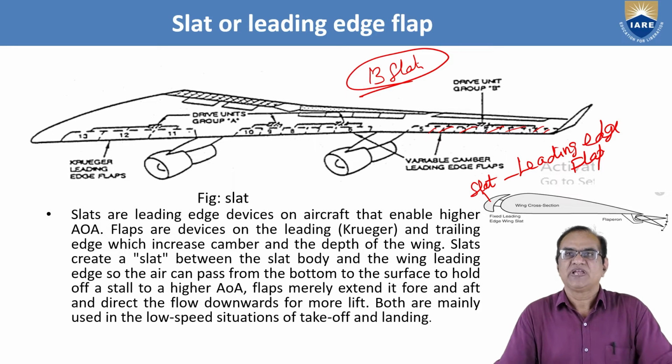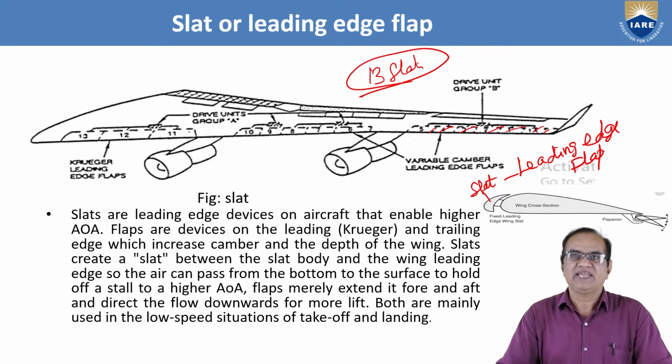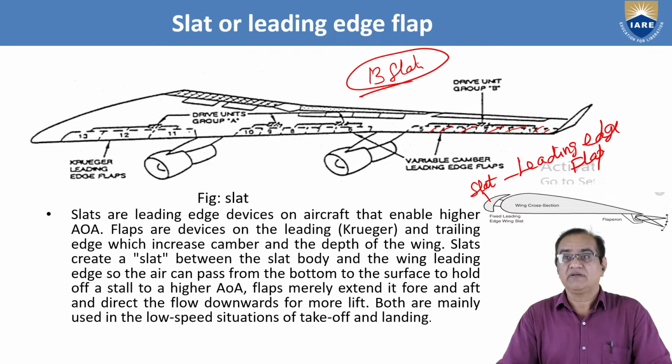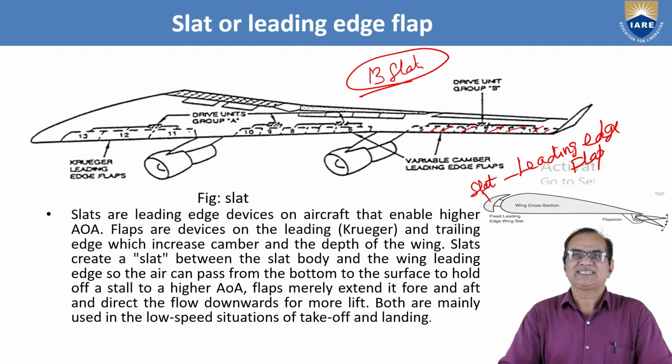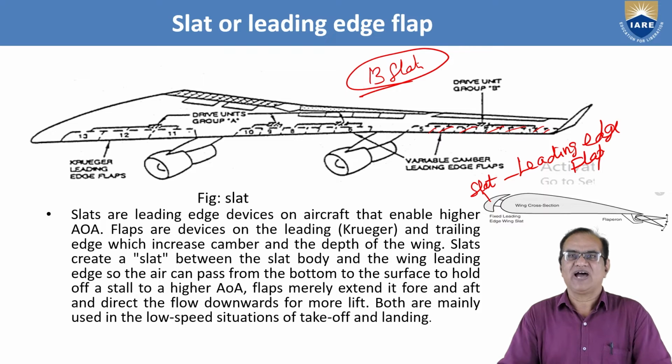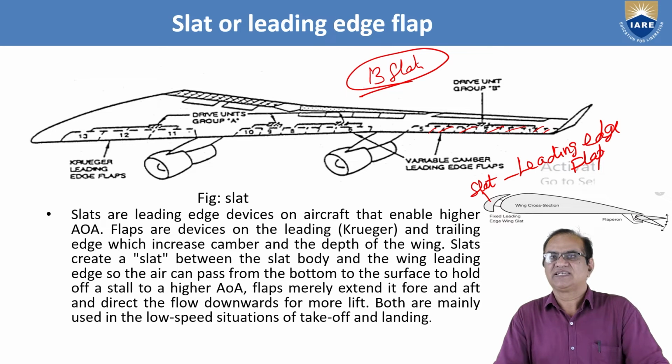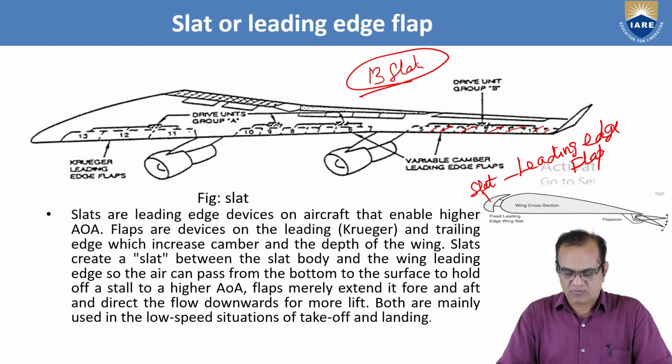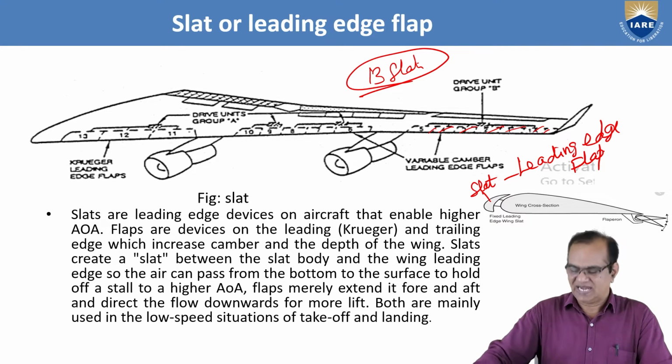Slats are leading edge devices on aircraft that enable a higher angle of attack. Flaps are devices on the leading edge, called Krueger, and on the trailing edge, which increase the camber and depth of the wing. Slats create a slot between the slat body and the wing leading edge, so the air can pass from the bottom to the upper surface to hold off a stall to a higher angle of attack. Flaps merely extend fore and aft and direct the flow downwards for more lift. Both are mainly used in the low speed situations of takeoff and landing.